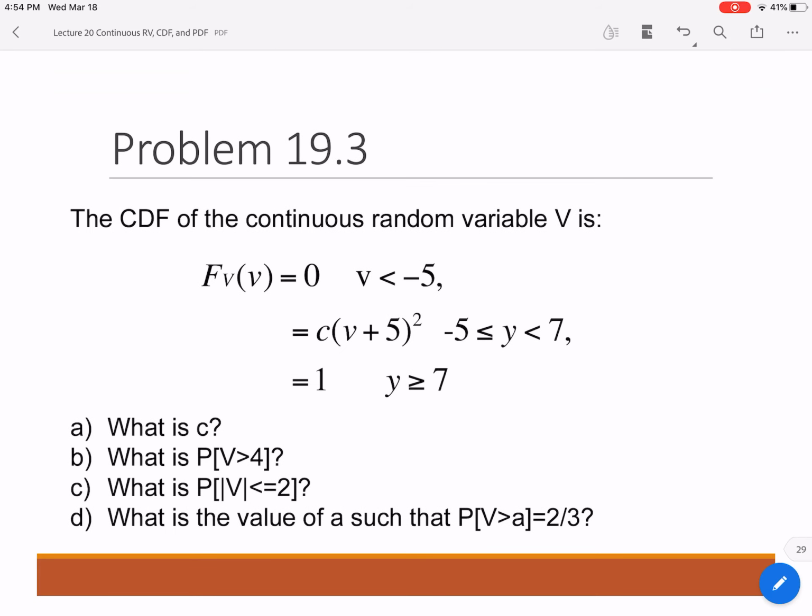Moving on to the next problem. So pause your video here and solve problem 19.3 first, and then I'm going to give you the solution.